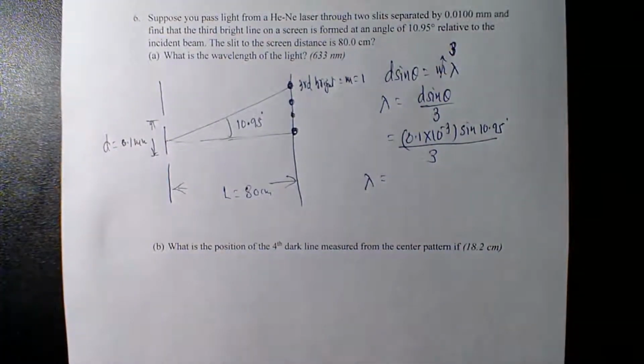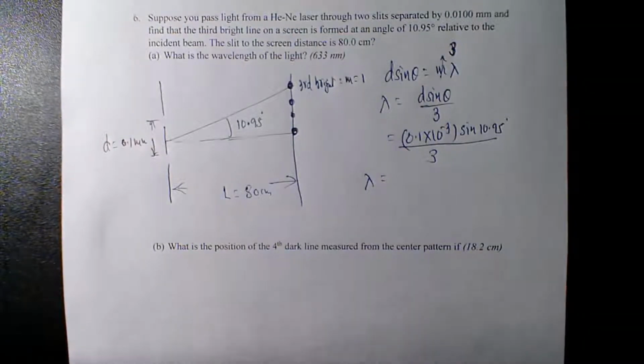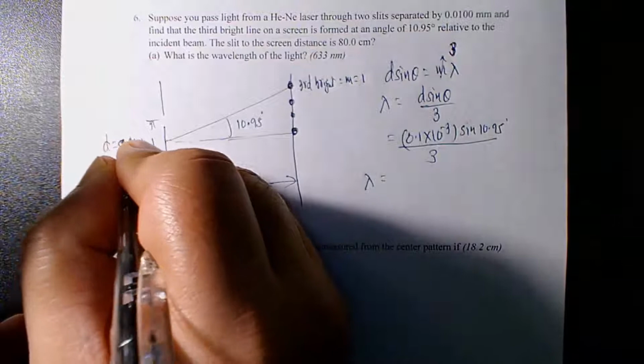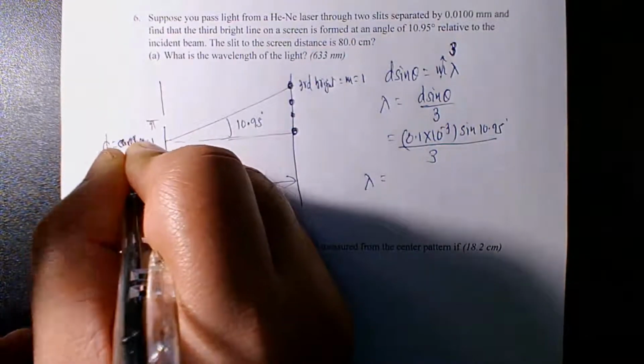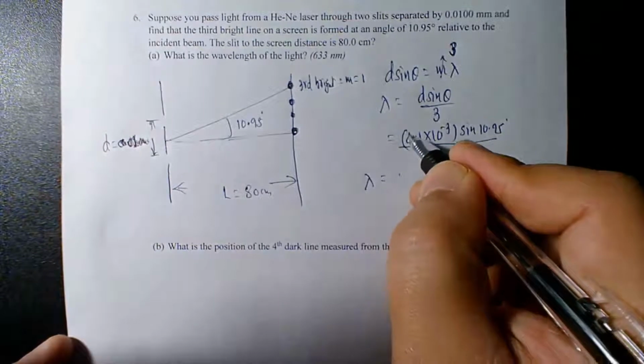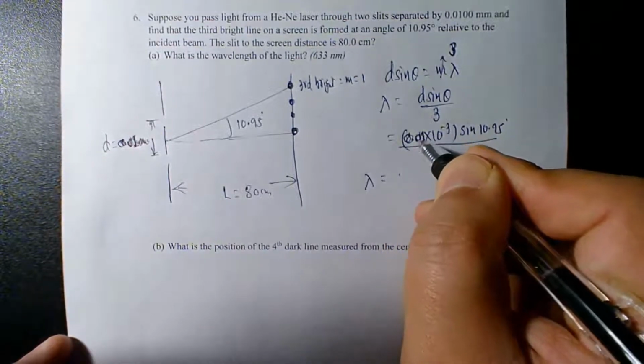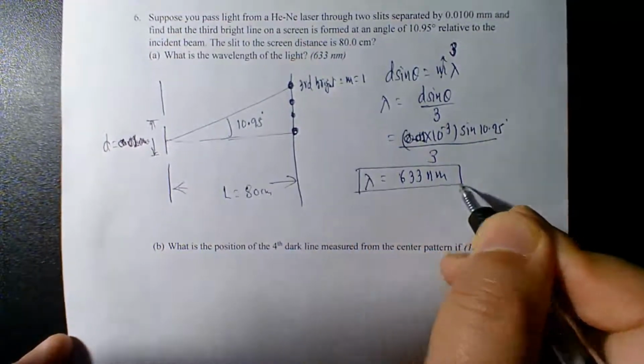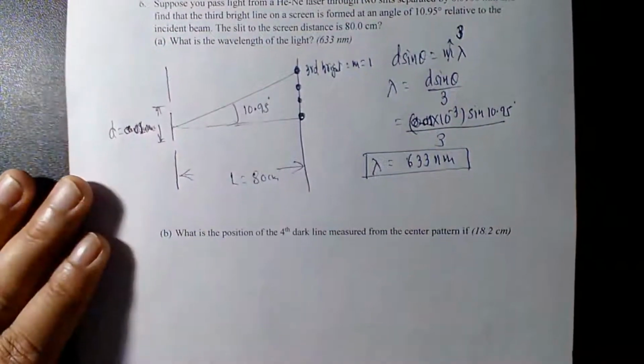So 0.1 times 10 to the negative 3 times sine of 10.95 degrees, divided by 3, and that's going to be 633 nanometers. We express it in nanometers, because the wavelength of light is usually expressed in nanometers.